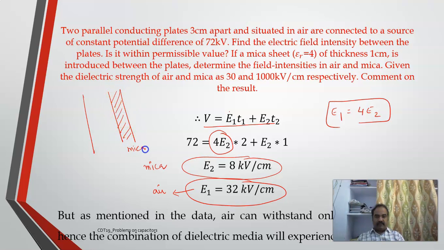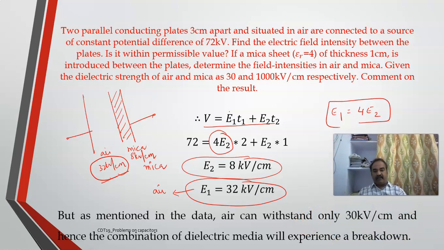Literally speaking, in this mica the fields are different. In air, the field is 32 kV per centimeter. In mica, it is only 8 kV per centimeter. But you know that air cannot withstand anything greater than 30 kV per centimeter. But your field now is 32 kV per centimeter. So what will happen immediately? The air will experience breakdown. Immediately air ceases to be an insulator, and there will be a breakdown here.